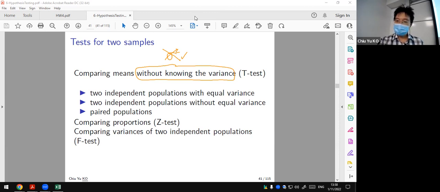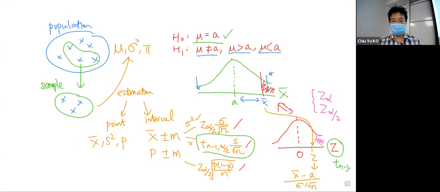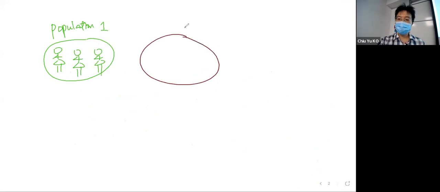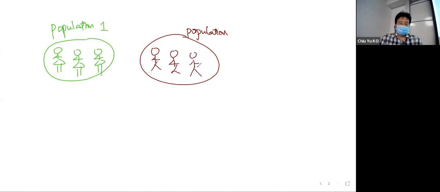What is happening here, maybe I just draw a picture. This is a one-sample test. What we are asking is the following. We have population 1, you can imagine these are girls, and population 2, these are all boys. You may want to compare, I don't know, how much income they're making or how much time they spend on Netflix, and so on.